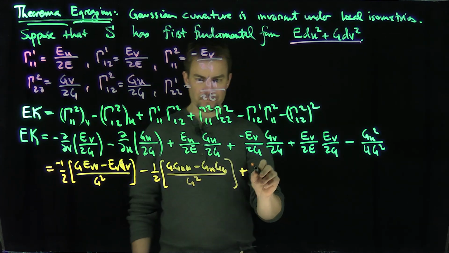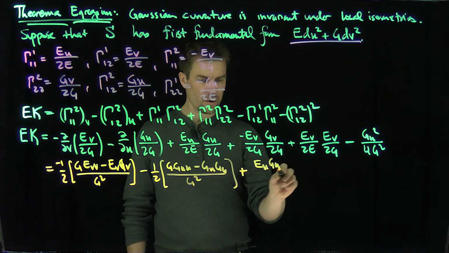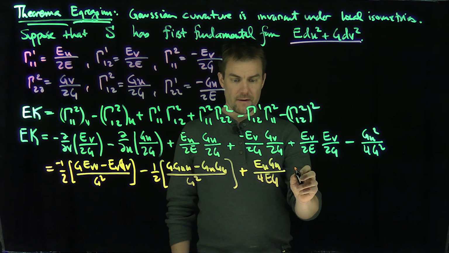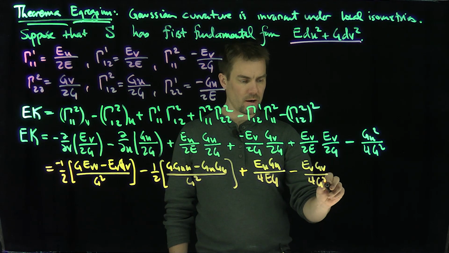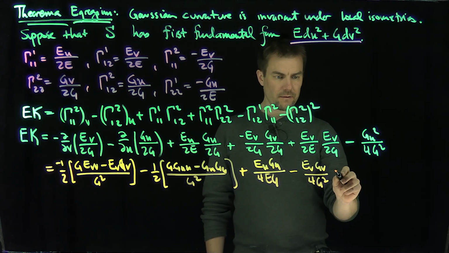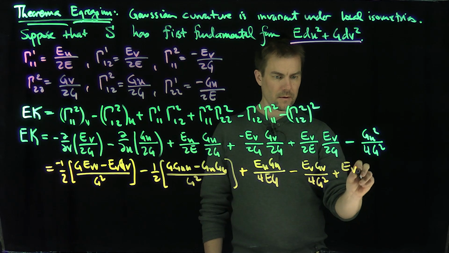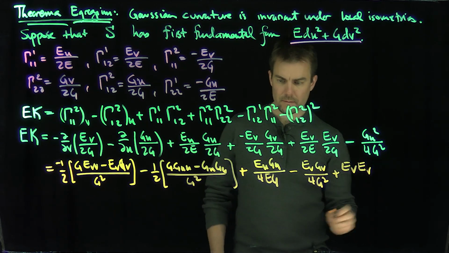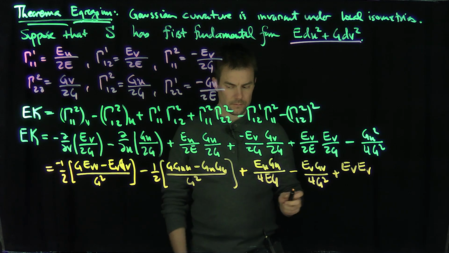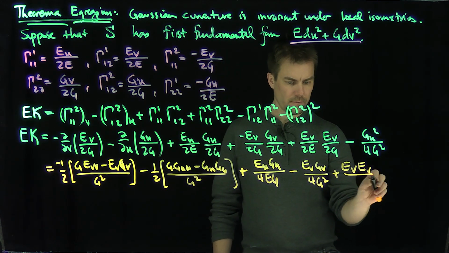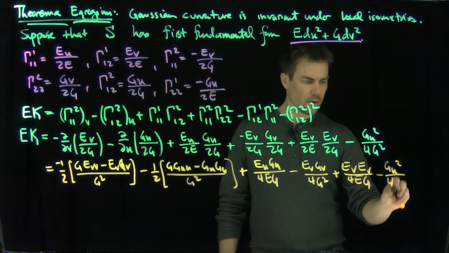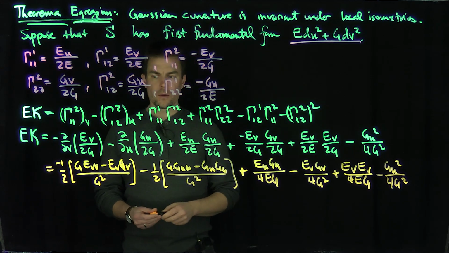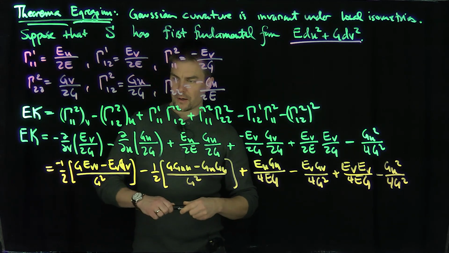Then over here we're going to have an EU GU over 4EG. And then over here we're going to have a minus EVGV over 4G squared. Over here we're going to have an EV, so plus EV over 4EG squared, and minus GU squared over 4G squared, like that. Great. Okay, now I'll simplify some of these terms over here.